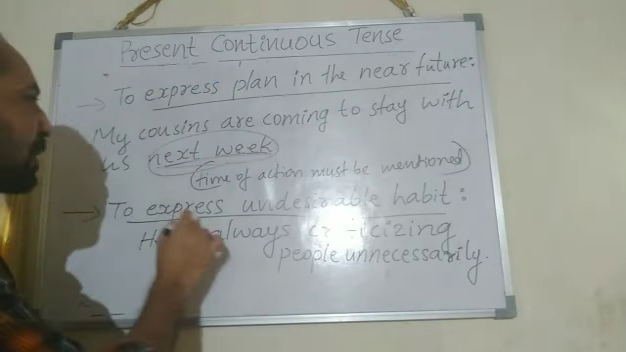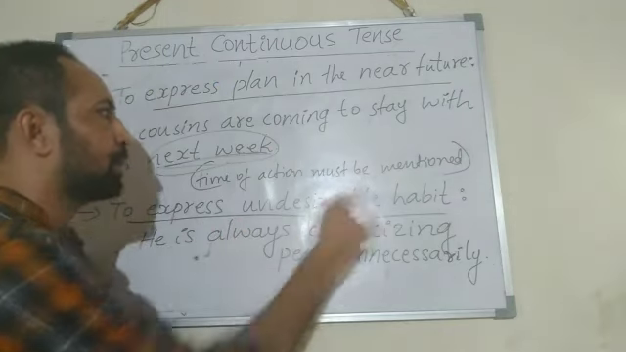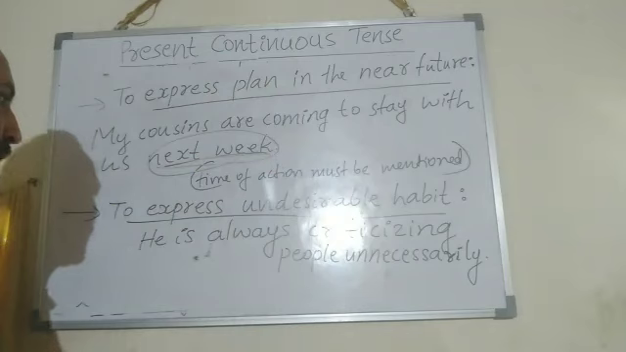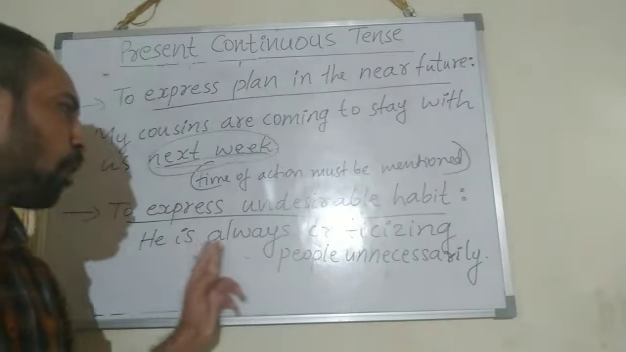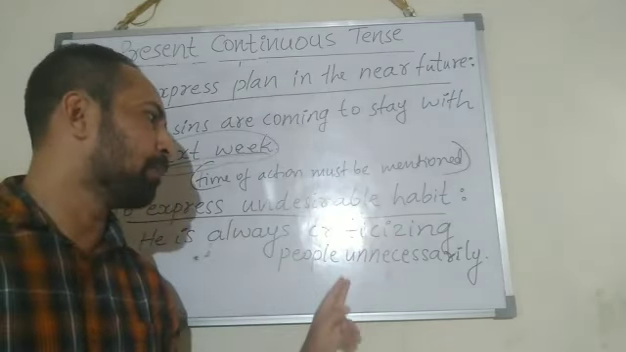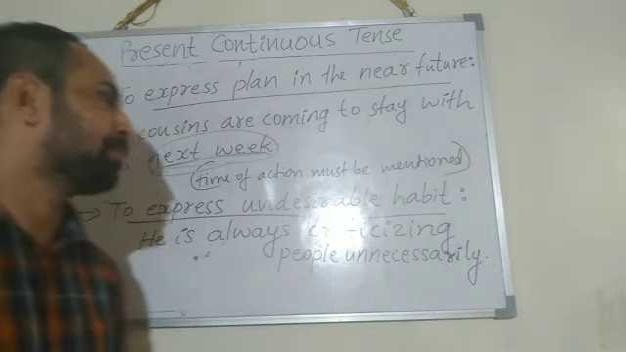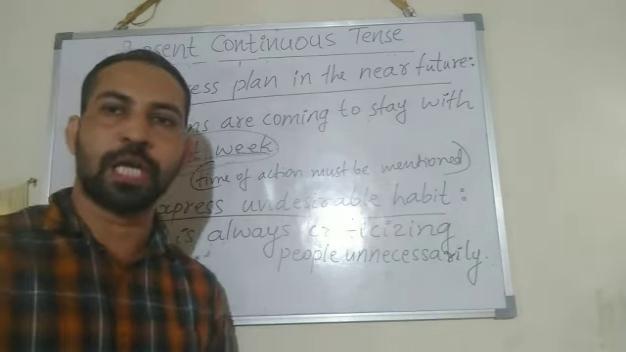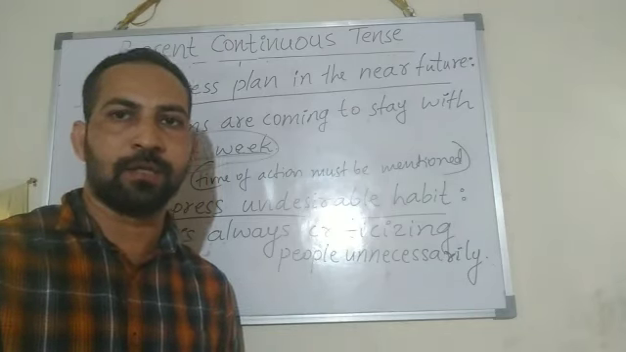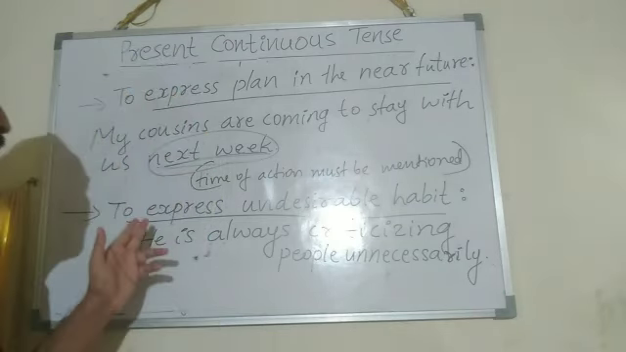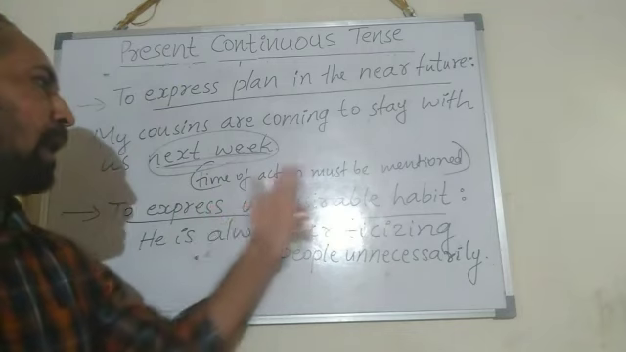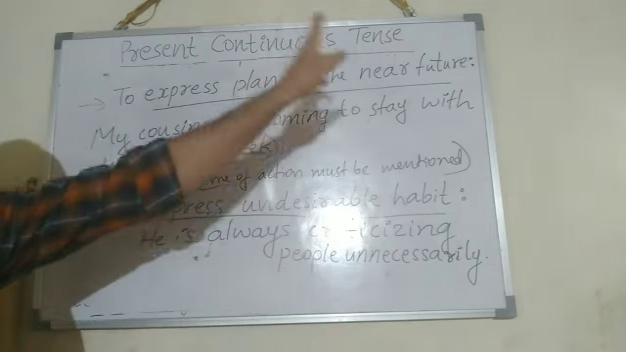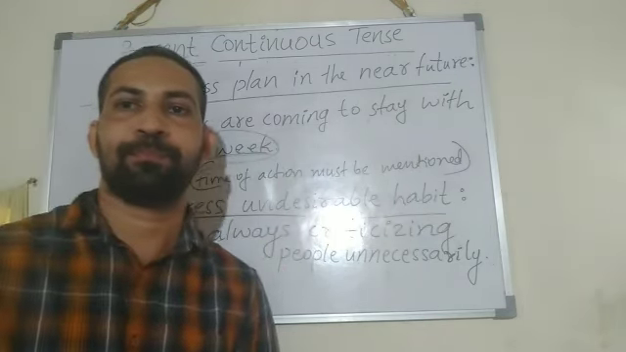Next, to express an undesirable habit, we also use present continuous tense. Example, he is always criticizing people unnecessarily. One more example, he is always scolding me without any reason. These are examples of using present continuous tense for an undesirable habit.